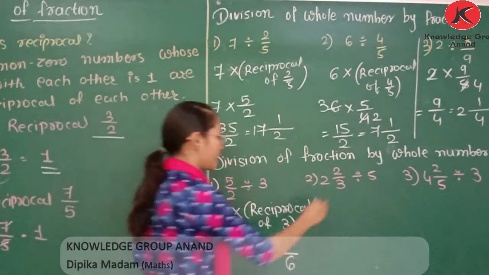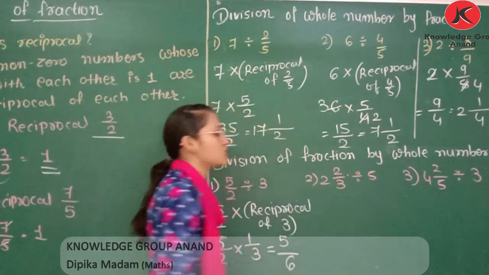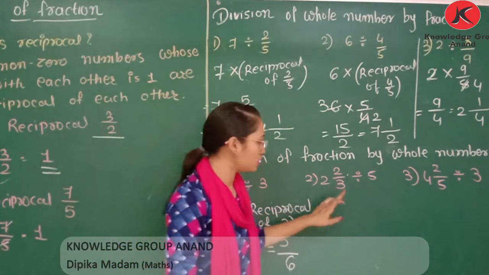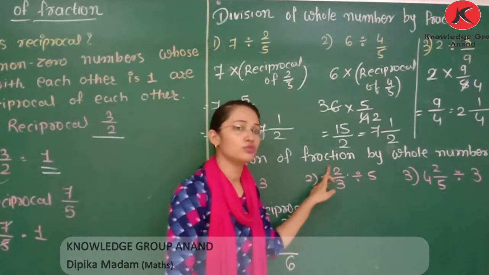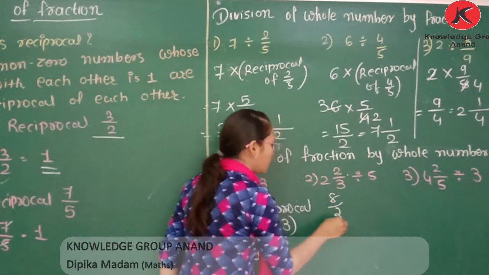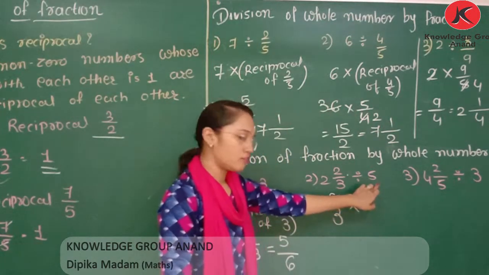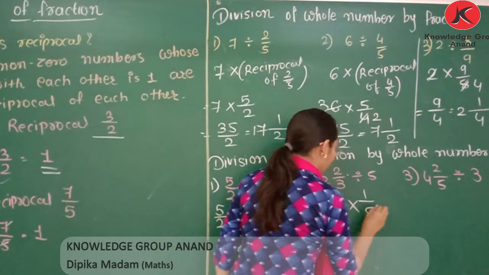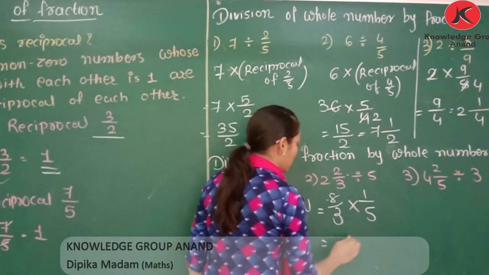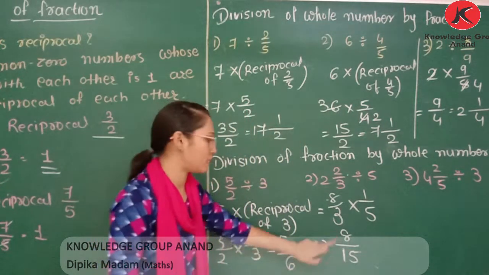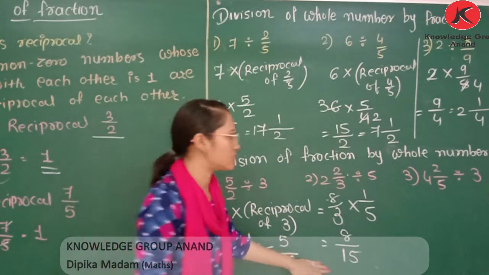Now 5 is multiplied with 1, that is 5, and 2 is multiplied with 3, that is 6. Clear? Now next one. Here a mixed fraction is given, so convert it into an improper fraction. 3 2s are 6 plus 2, 8 by 3. Division becomes multiplication and the reciprocal of 5 will be 1 by 5. So you can multiply 8 with 1, 8. 3 5s are 15. Is there any common factor between 8 and 5? No. So this will be your answer.